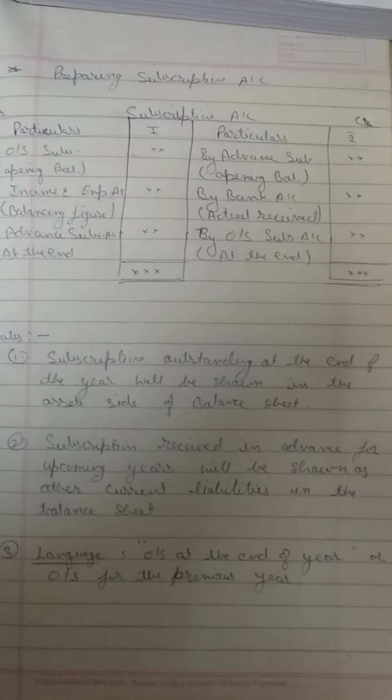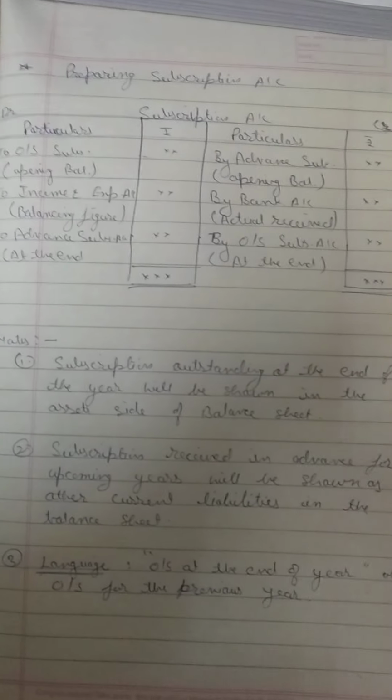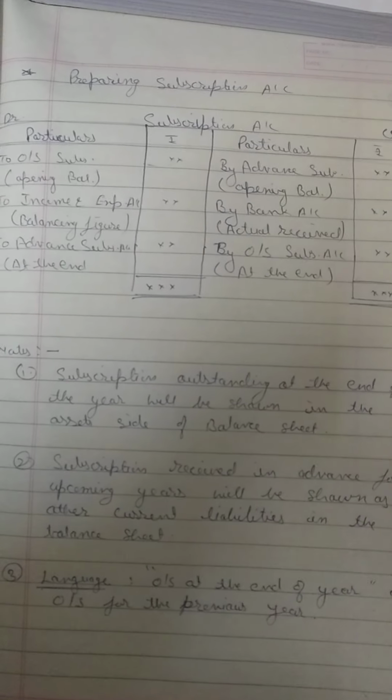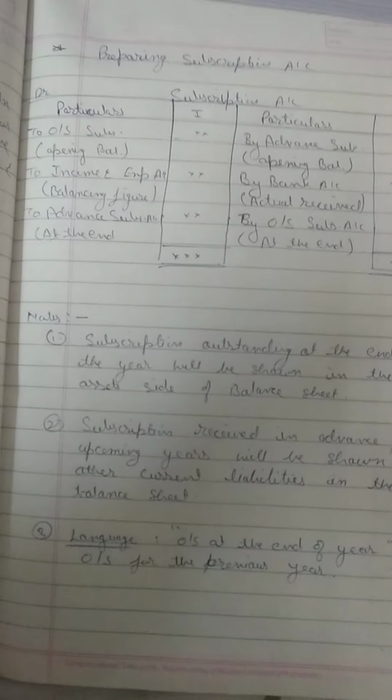The language may say outstanding at the end of the year, or it may say outstanding for the previous year. Outstanding at the end of the year means at the end of 31st March. This is the balance of the outstanding amount. For example, we can say outstanding at the end of the year is 30,000. The 30,000 may include 20,000 of the previous year and 10,000 of the current year. So we have to take the whole of the amount while calculating the subscription account.